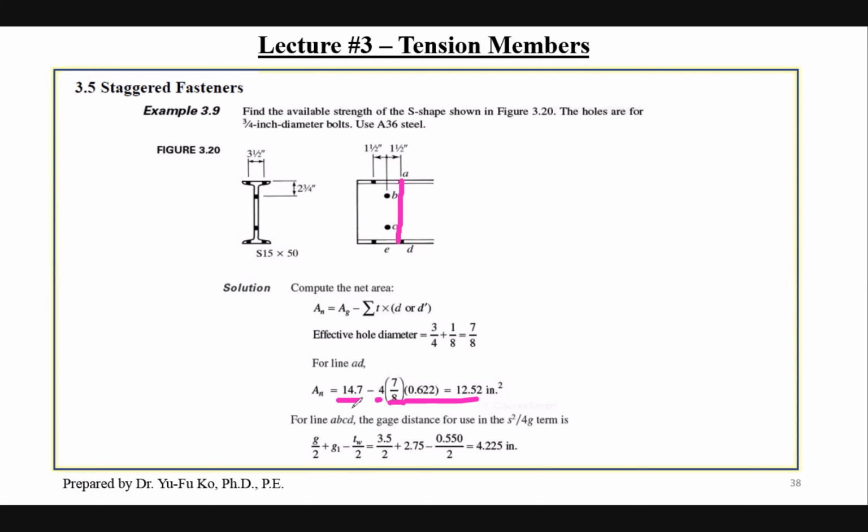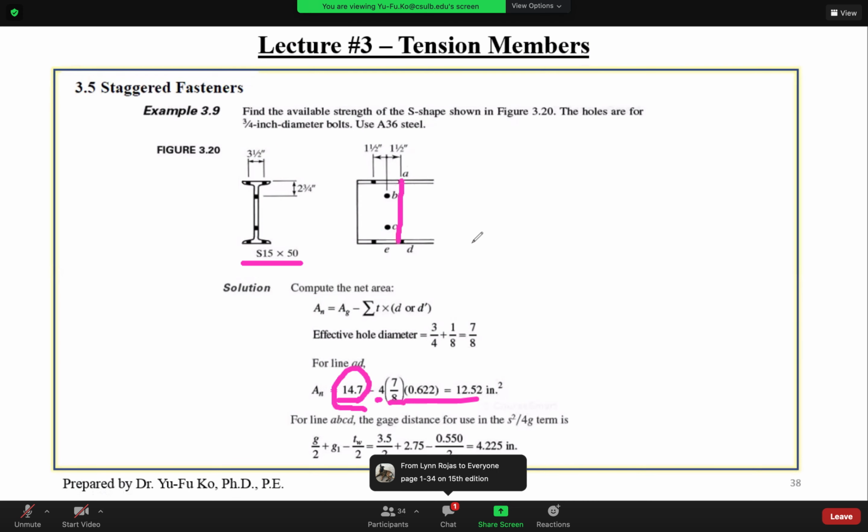To come up with this value, you need to check the manual, part 1, and look for S15 by 50. You can go ahead and do it. Maybe spend about 1 minute to get this number. If you can get it, let me know. Where did the 0.622 come from? It's the thickness of the flange. We just find that through the manual. It's also in the manual.